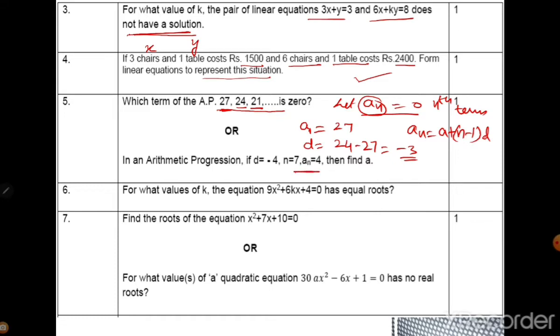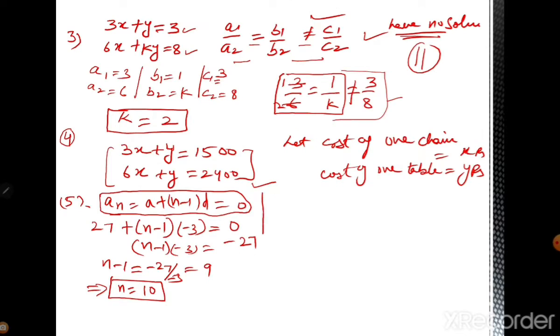So we will write here. Here I am doing the same question, the 'or' part, right? So if D is minus 4 and N is 7, N is given and AN is 4. We have to find the value of A. D is minus 4, N is 7, AN is 4. Now whatever is given, we'll start from there. We'll substitute in a formula for that only.